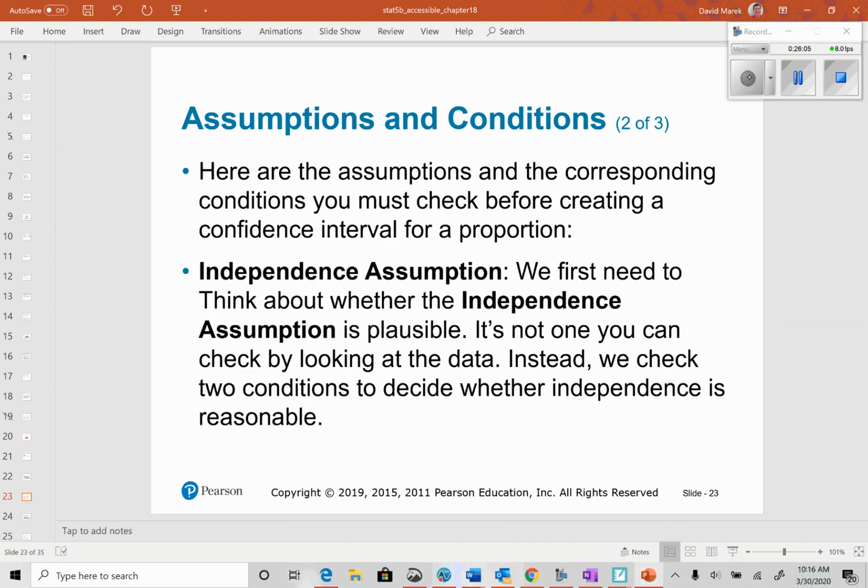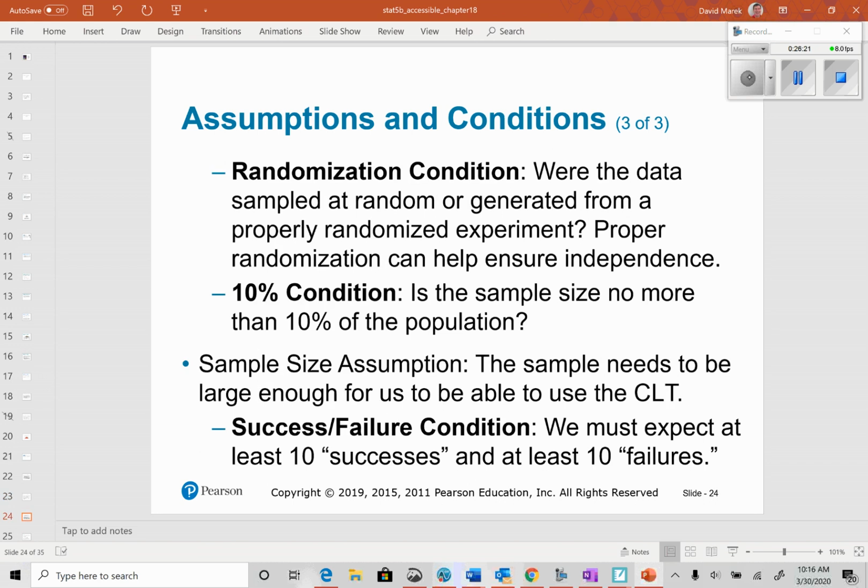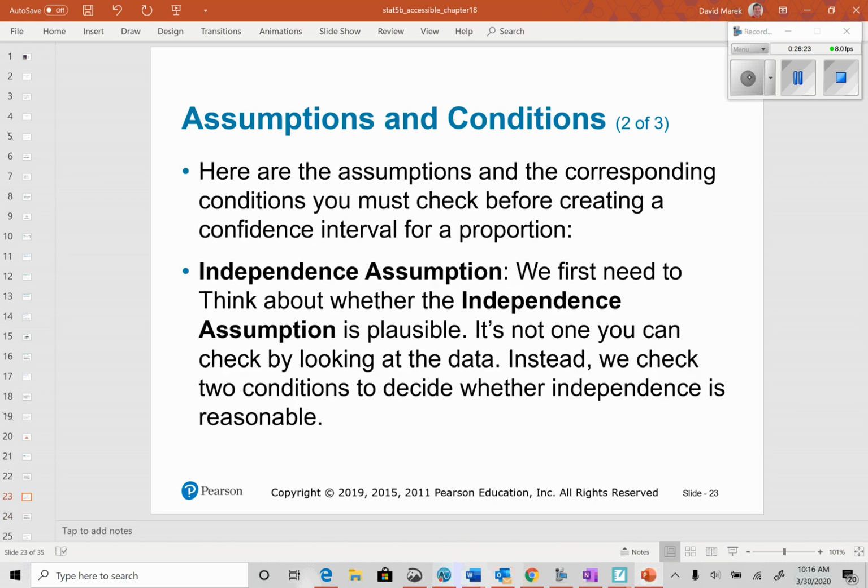First of all, the independence assumption. From your samples, is each person in there, each of these people that you're talking to, are their responses going to be independent of other people's responses?